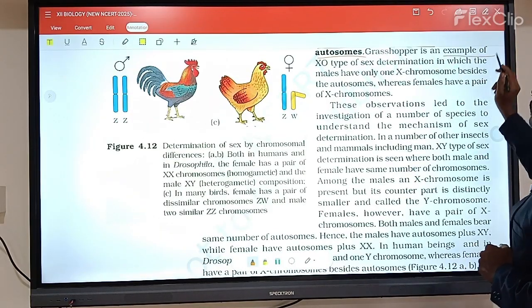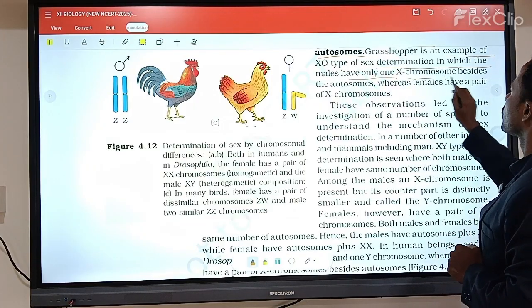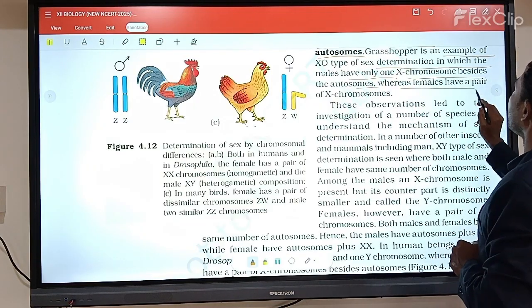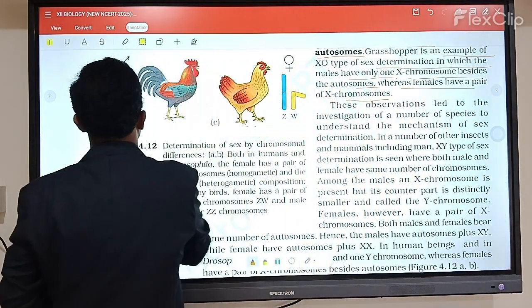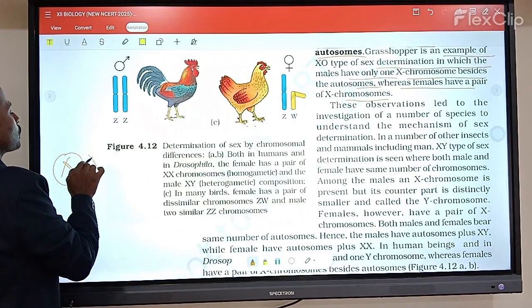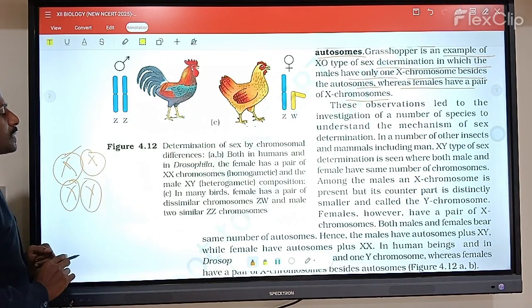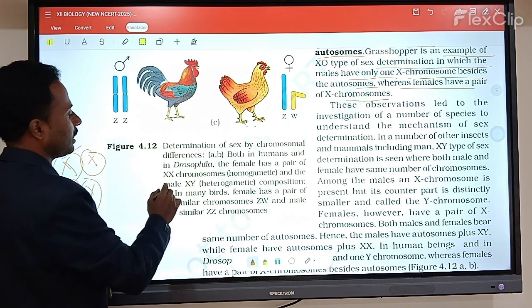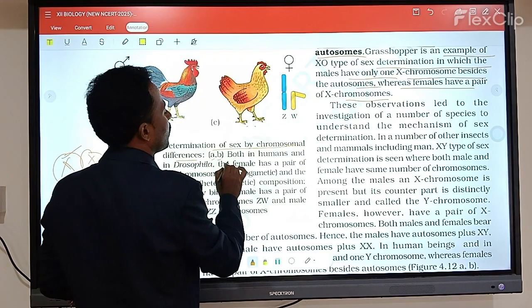The grasshopper is an example of the XO type of sex determination, in which males have only one X chromosome along with the autosomes, whereas females have a pair of X chromosomes. For example, here we take an X chromosome and an XY chromosome pair. Here the X is completely expressed as that character. They are clearly given here: the sex chromosomal differences, capital A, small b.